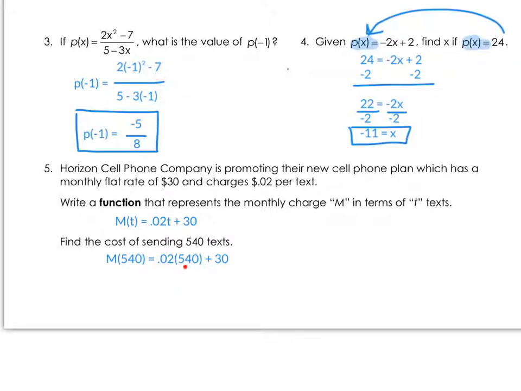Then we can go ahead and put that in our calculator, and we get this 40.8, but this is a real life question, so they're asking find the cost. Well, to write that as a cost, I'm going to say $40.80, and that's my final answer for this question.